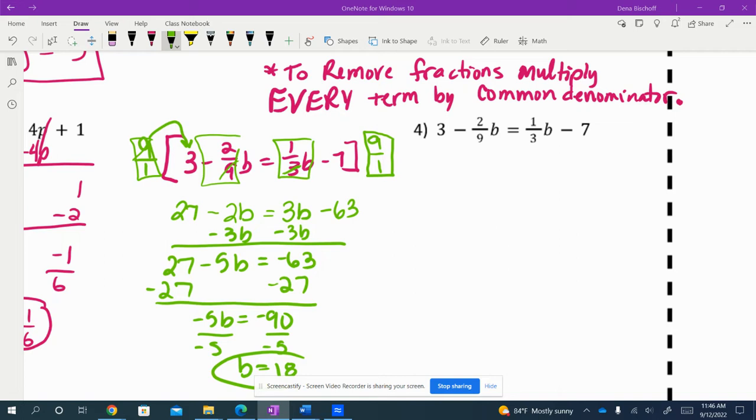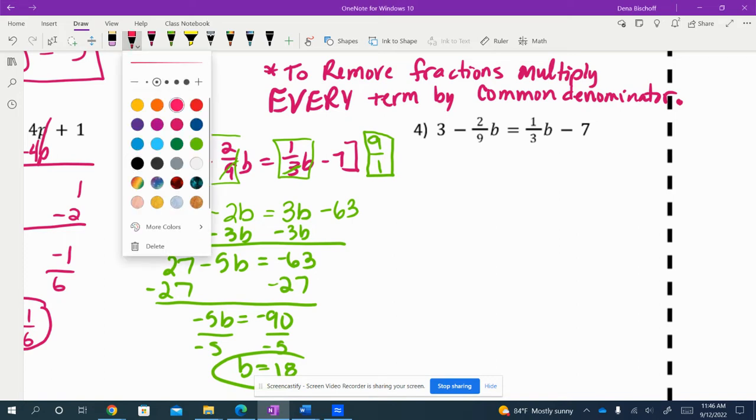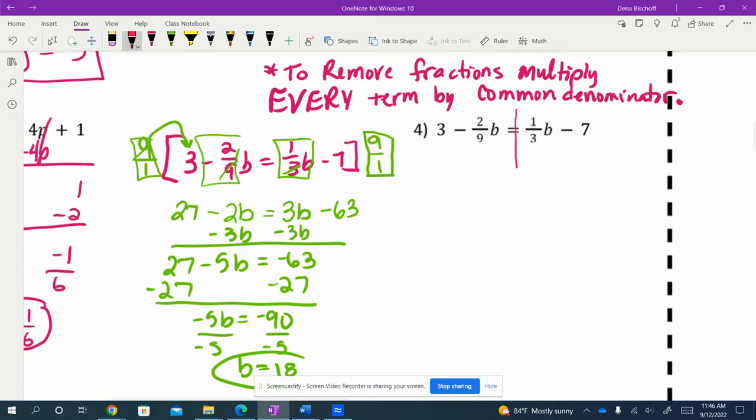I'm going to work it out just for those of you that want to see the fractions, because some of you did really well with the fractions. Some of you feel really comfortable with fractions, and I'm good with that. So with the fractions, I would subtract 1/3 b from both sides.